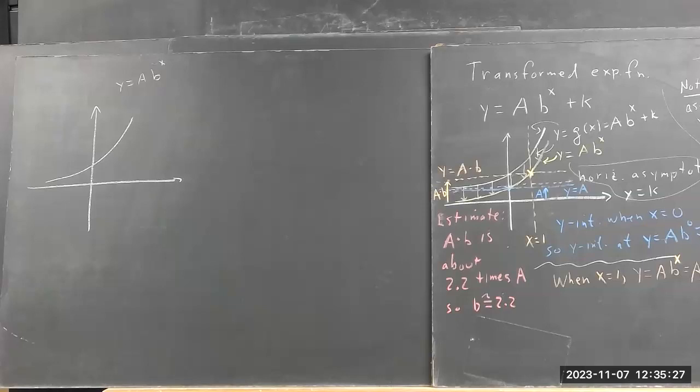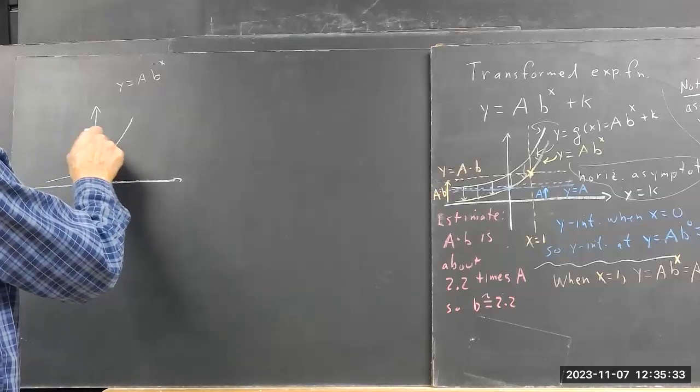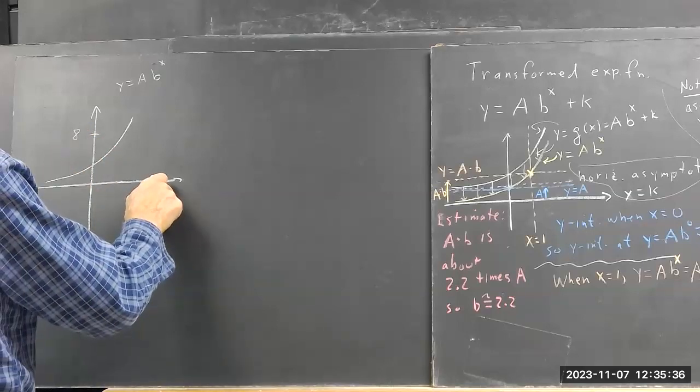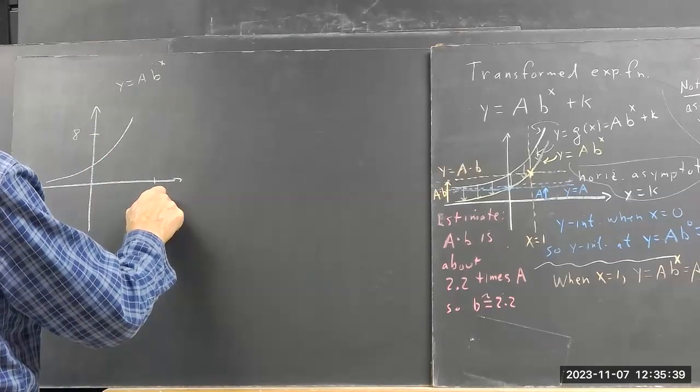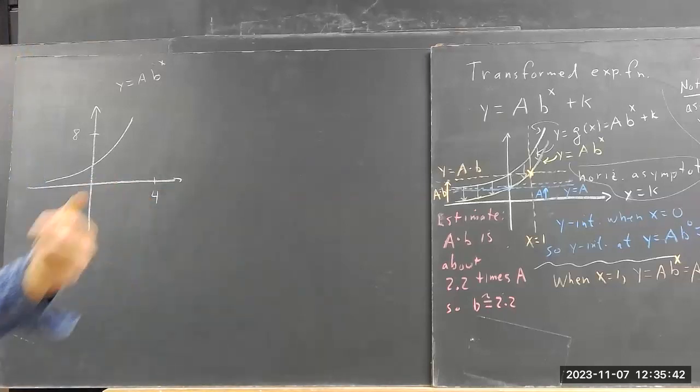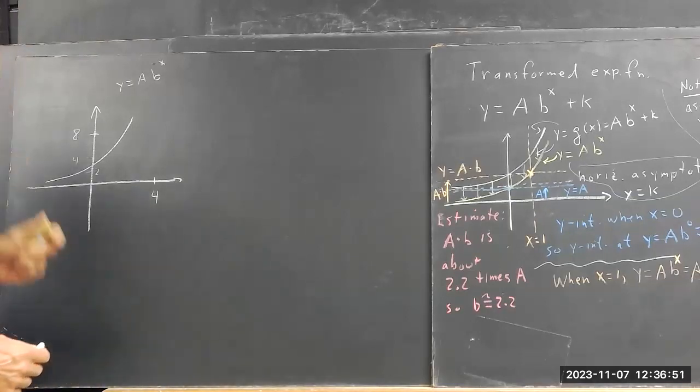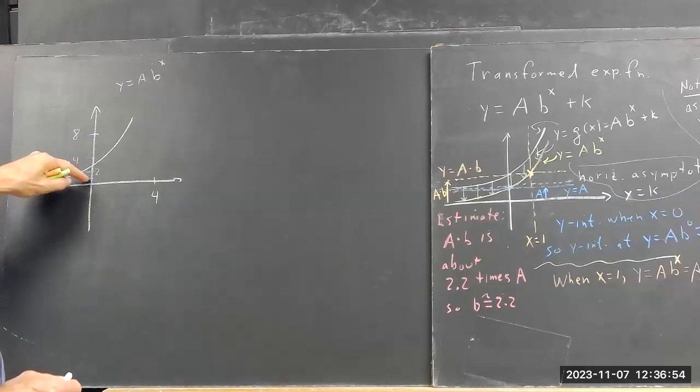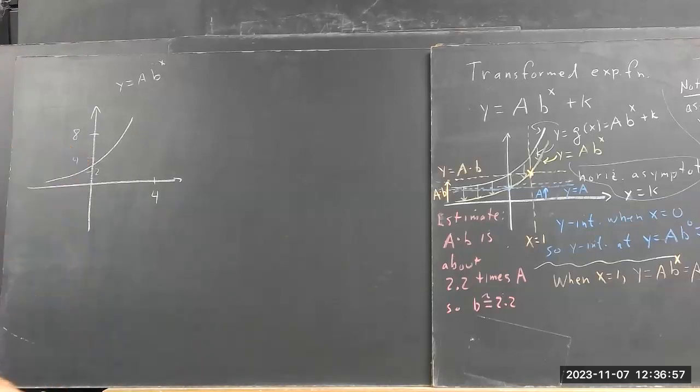Matter of fact, go ahead and put a scale on this axis with 8 here, and let's put 4 here. Now, anybody want to tell me approximately what A is? Their first estimate was 3, but I put 4 and 2 on there. The first estimate was 2. I put 4 here and 2 here. Then the estimate got changed to 3.